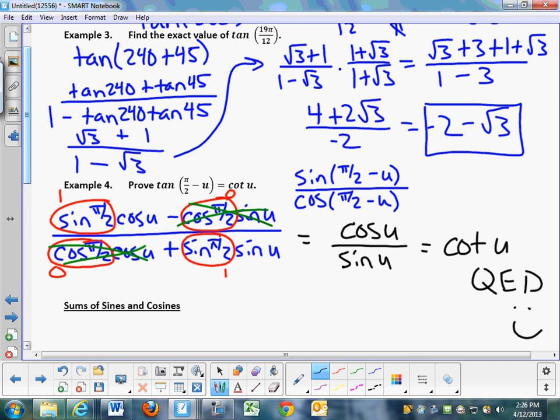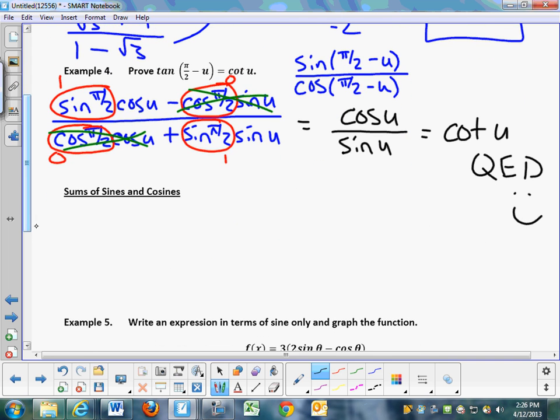Okay. Does everybody know how to use a tangent sum and difference formula? That was a piece of cake, right? Upside down. So, could you prove an identity? You have an example to follow right here.